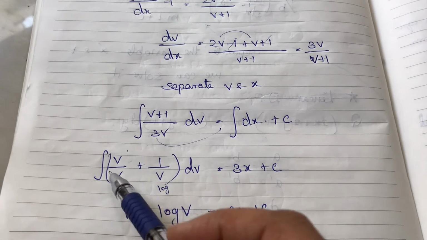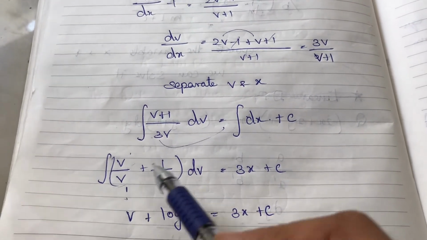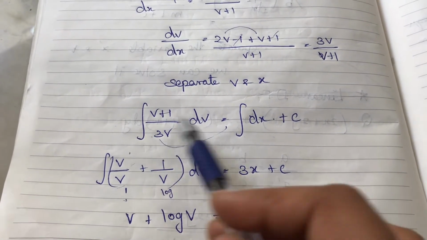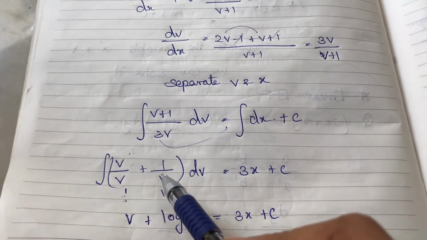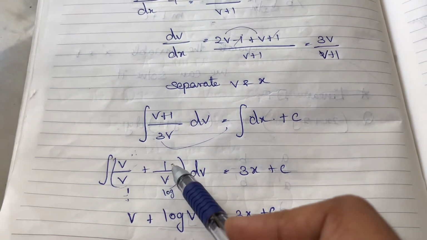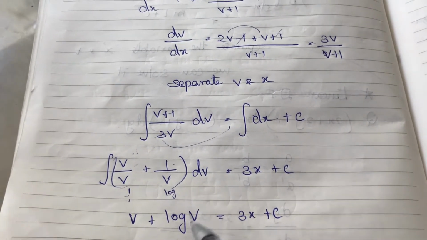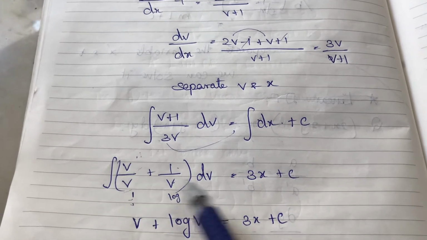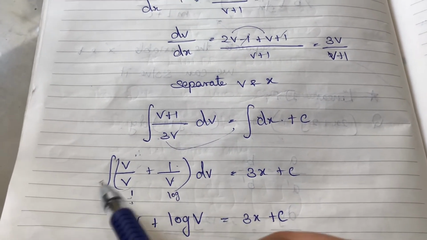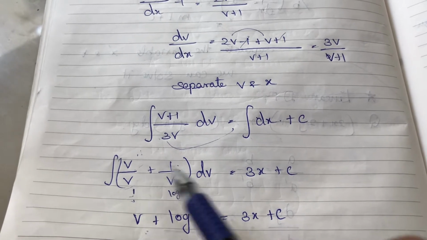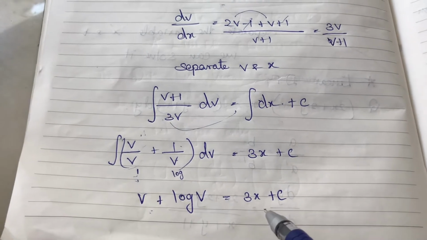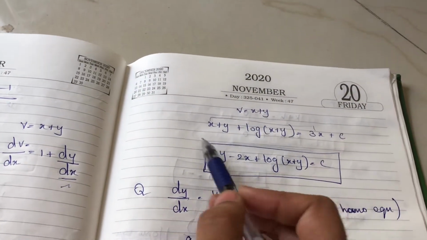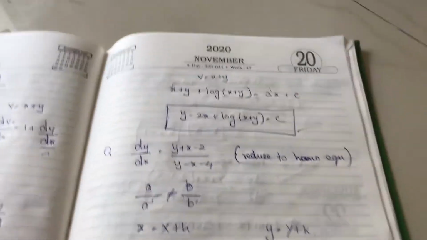So v by this one is what? V, right? I am just taking this v on both sides. So 1 by v, v by v. V by v is what? 1. And this one is what? If I differentiate v, it will become 1. So log of v here is 1. 1 is what? Integration of dv. Integration of dv is what? Only v, plus integration of 1 by v is what? Log v, which is equal to this thing. So we need to replace the v, right, because v is equal to x plus y. Just replace it and you will get the answer.